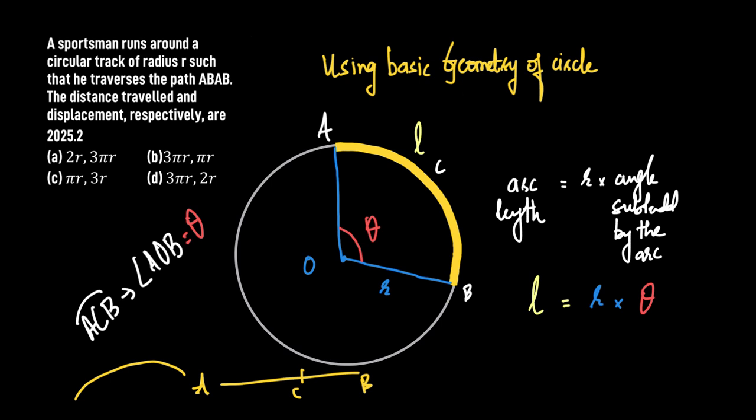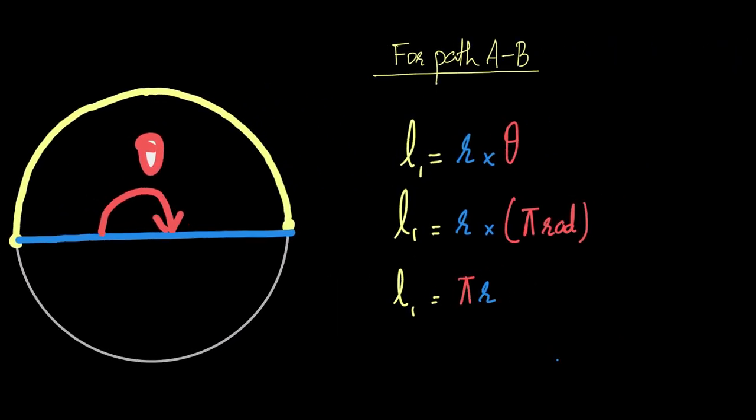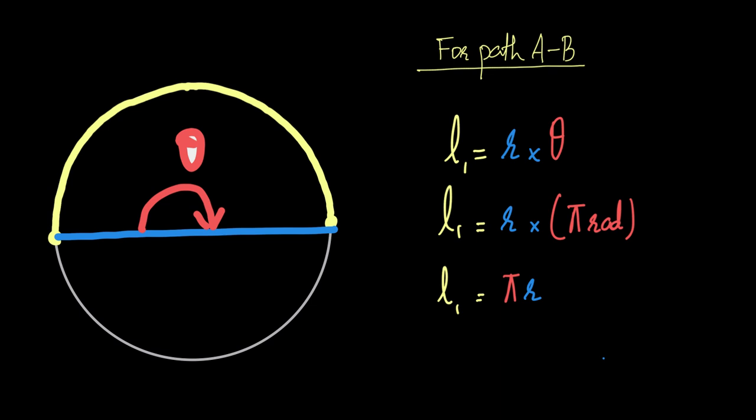And by basic geometry, we know that length of this arc L is equal to the product of radius and the angle subtended by it, r theta. Okay. So for the path starting from A, moving in this direction, and then reaching B, the length of the arc, say L1, will be equal to r into theta, which is in radians. And this angle here is theta. What is that? It is equal to 180 degrees, or is equal to pi radians. So what we get is L1 is equal to pi r.